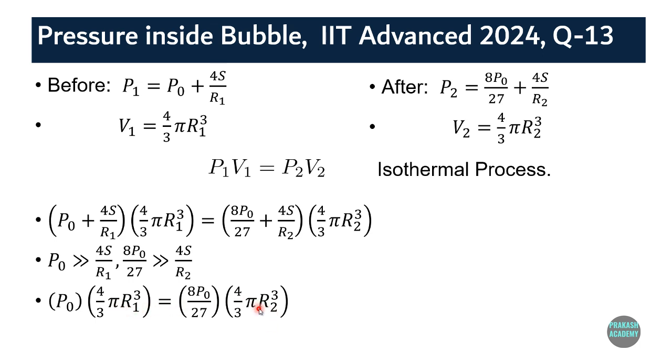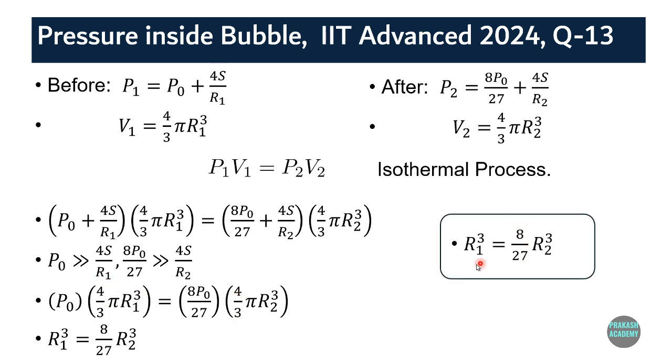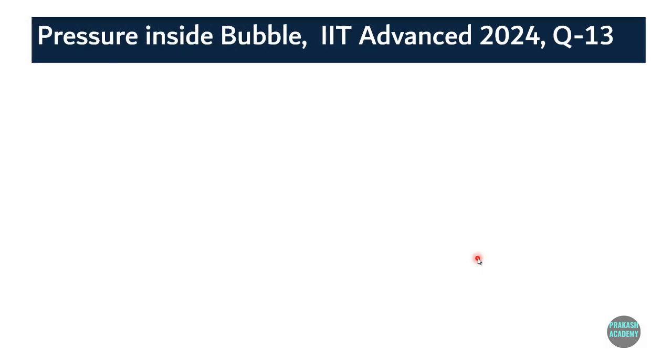So we can ignore these two terms and simply write like this. The pi will cancel, P0 will cancel, and 4 by 3 will also cancel, so we can write R1 cube equals 8 by 27 R2 cube. And 8 by 27 is nothing but 2 by 3 into 2 by 3 into 2 by 3. So this means R1 is equal to 2 by 3 R2. So we got one equation.